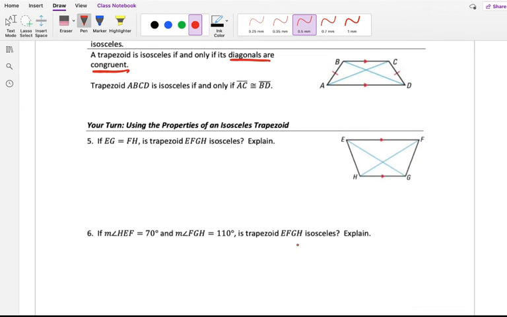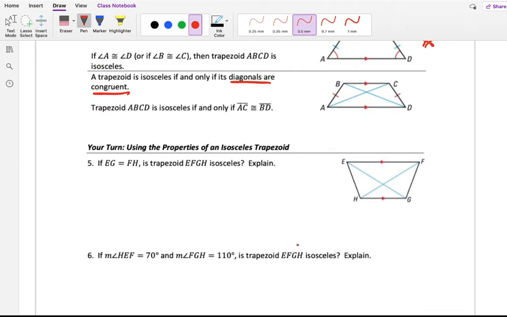So if we just read this thing, it says if EG and FH, so if the two diagonals are equal to each other, is it isosceles? And we could just say yes, because of that reason right there. A trapezoid is isosceles if and only if its diagonals are congruent. So kind of a silly question. We just draw an arrow to the part right above it. Now it's a little less silly.